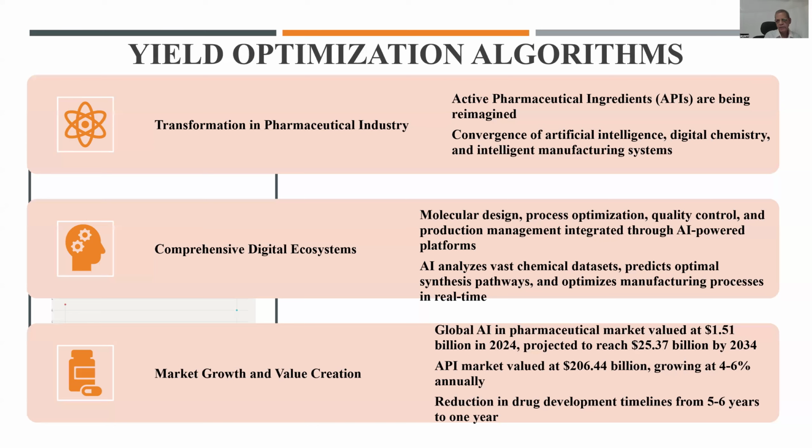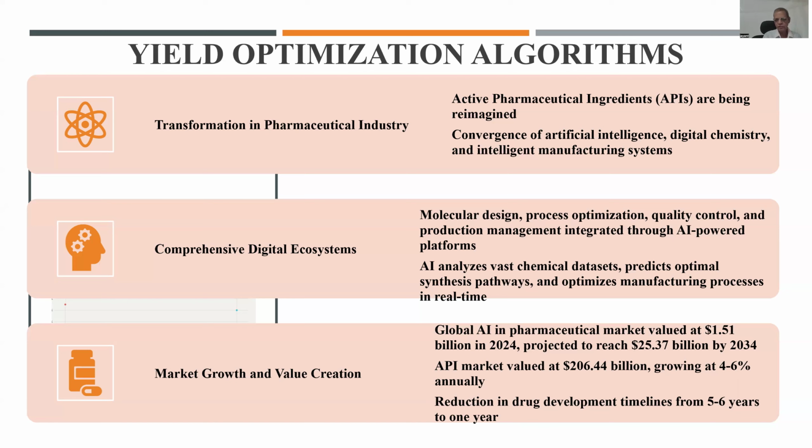The yield optimization algorithms can be built up. That is basically, again, active pharmaceutical ingredients being reimagined, and the convergence of artificial intelligence, digital chemistry, and intelligent manufacturing systems can really get integrated, which is going to transform the pharma industry or API manufacturing systems. We are already in the process of building up a comprehensive digital ecosystem.